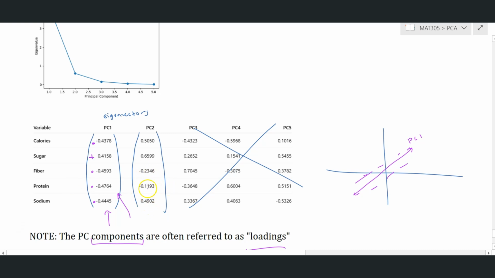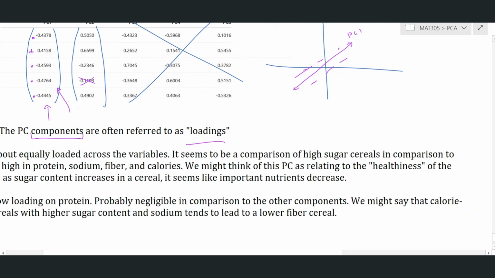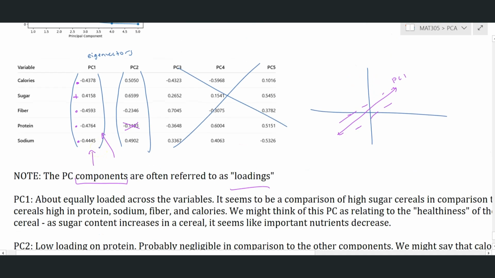Now, protein is really low in terms of these, so the protein is kind of negligible. I'm not saying it's non-existent, I'm just saying it's kind of negligible, but it seems to be more of a contrast in cereals that are higher in sodium, sugar, and calories. As those tend to go up, then fiber tends to drop a little bit. And so I might say something like low loading on protein. Okay, probably negligible in comparison to the other components. We might say that calorie-rich cereals with higher sugar content and sodium tend to lead to a lower fiber cereal.